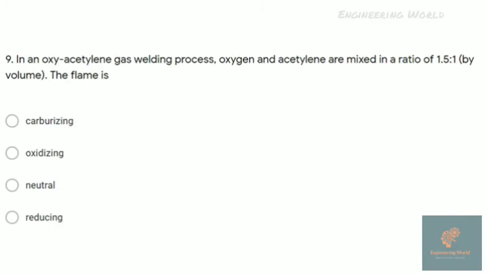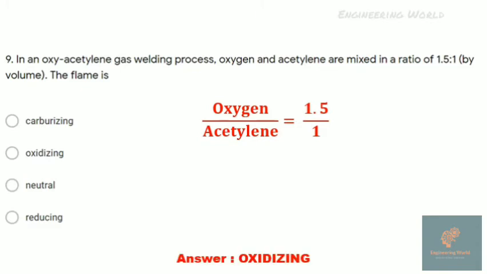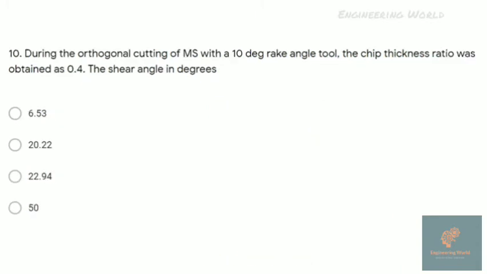Then the next question: in an oxy-acetylene gas welding process, oxygen and acetylene are mixed in a ratio of 1.5:1. The flame is, here the ratio of oxygen to acetylene is 1.5, so oxygen is in maximum amount, so it's oxidizing.